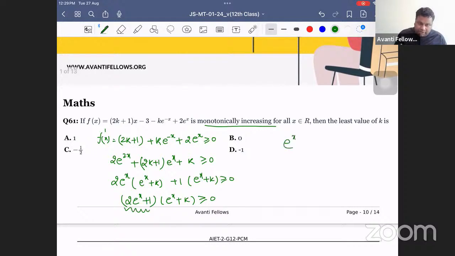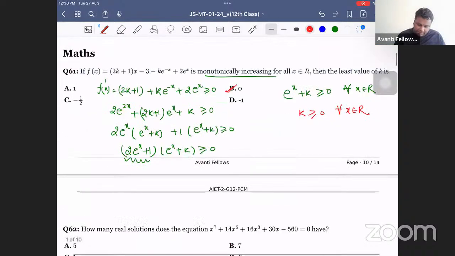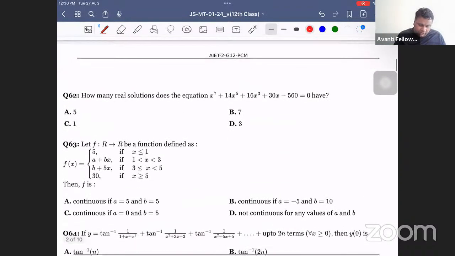So what do you want? That e to the power x plus k is more than or equal to 0 for every x belongs to R. And if you want this to happen, that means k should be greater than or equal to 0. Got it? So the least value of e to the power x is what? 0. I hope I have made my point very clear. Easy question it was.